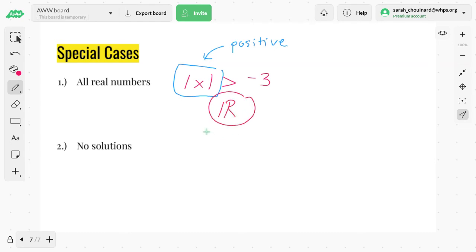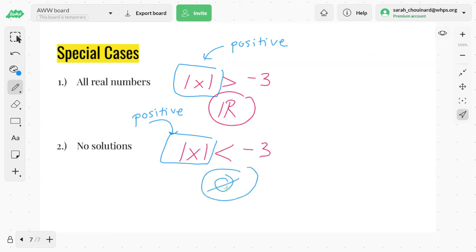So when you isolate the absolute value, if there's a negative on the right-hand side and it's greater than, it's going to be all real numbers. If when you isolate the absolute value and it's less than a negative number, well, think of the same thing here. Absolute value is always positive, right? So if I get a positive number, can it ever be less than a negative number? No. So this is going to have no solutions.